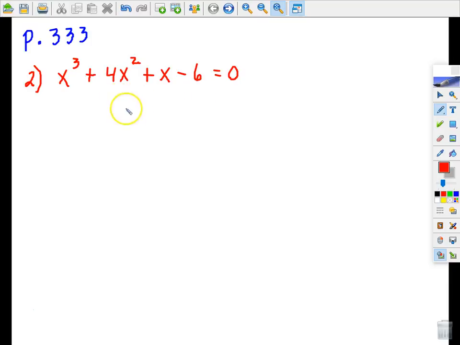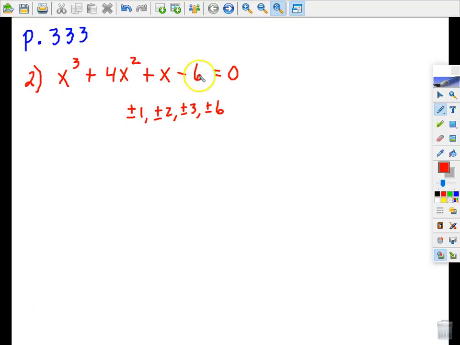So that's the first sentence of the instructions. Remember, the rational root theorem says that we need to list the factors of the constant, that in this case is -6. So let's do that first. Plus minus 1, plus minus 2, plus minus 3, and plus minus 6.